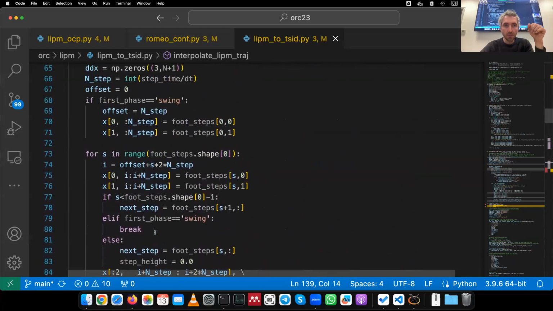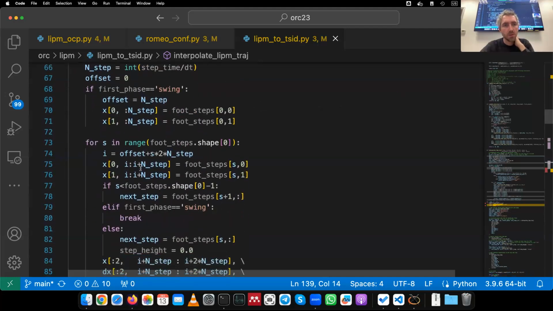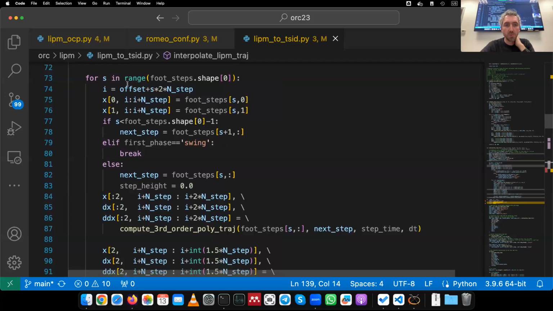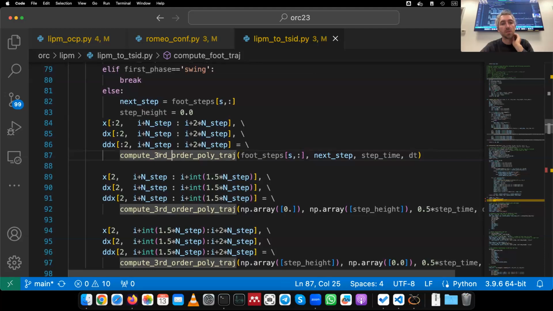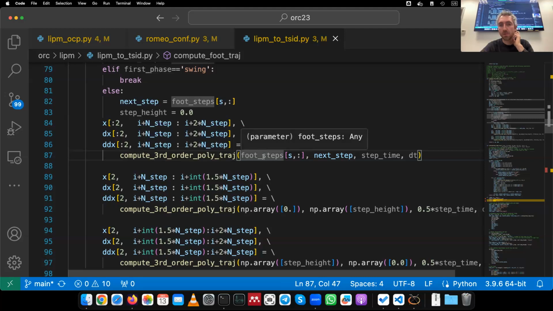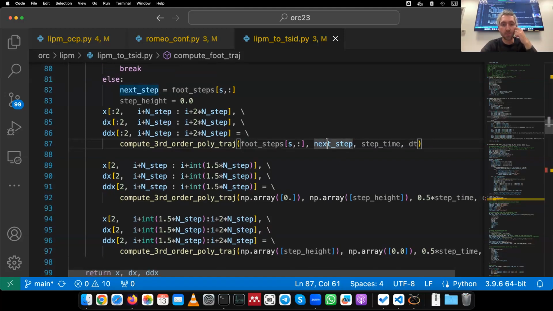And then above, instead, we have the function for computing the foot trajectory. What we do here is simply calling this function compute third order polytraj, which takes the footstep position, the current one, the one of the next step, and it computes a trajectory that is interpolating between the current footstep and the next footstep. Actually, that is what we do for the directions X and Y.